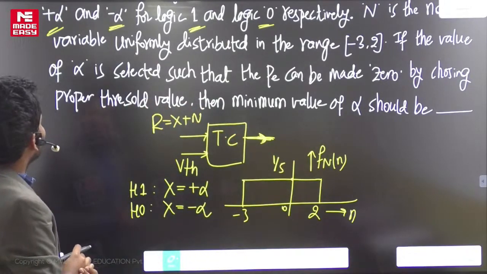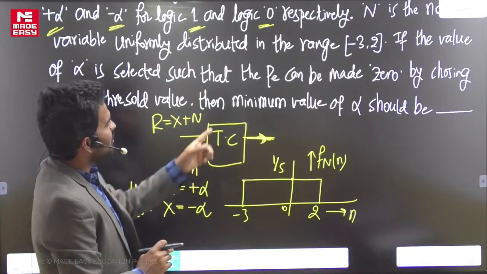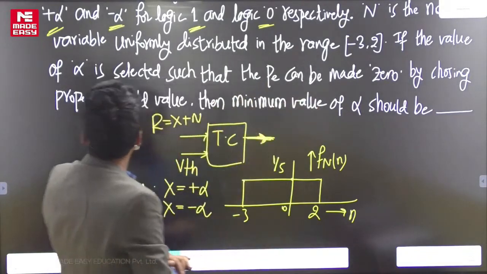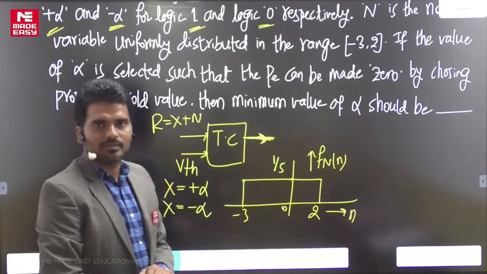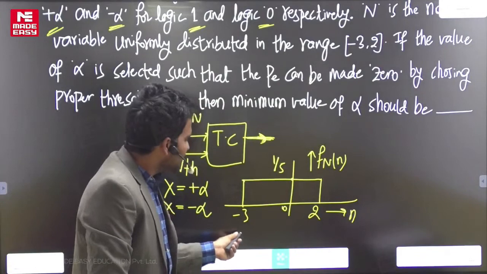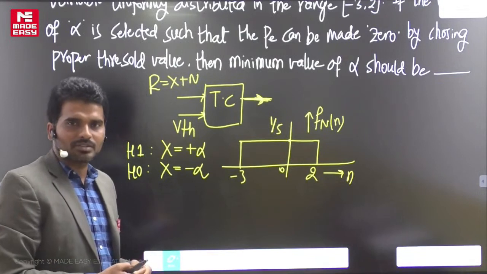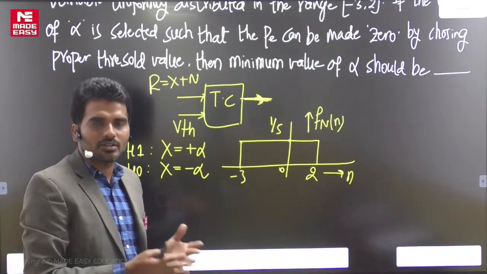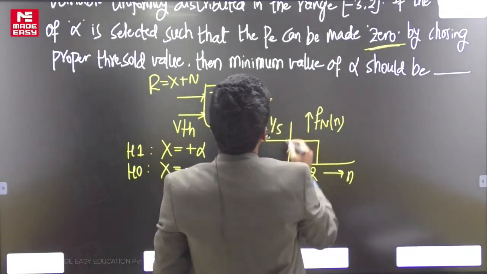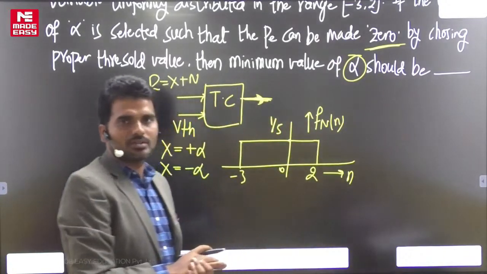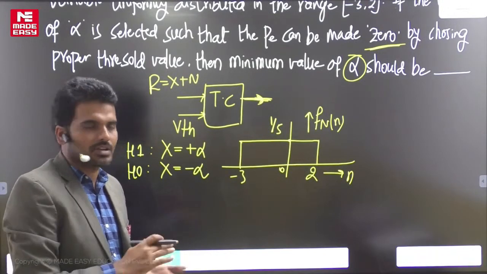Now the value of alpha is selected such that the probability of error can be made 0 by choosing a proper threshold value. We have to find out the minimum value of alpha. If you find the probability of error with optimum threshold, you have to get probability of error 0. So what minimum value of alpha should be so that the probability of error becomes 0 is what we have to find out.